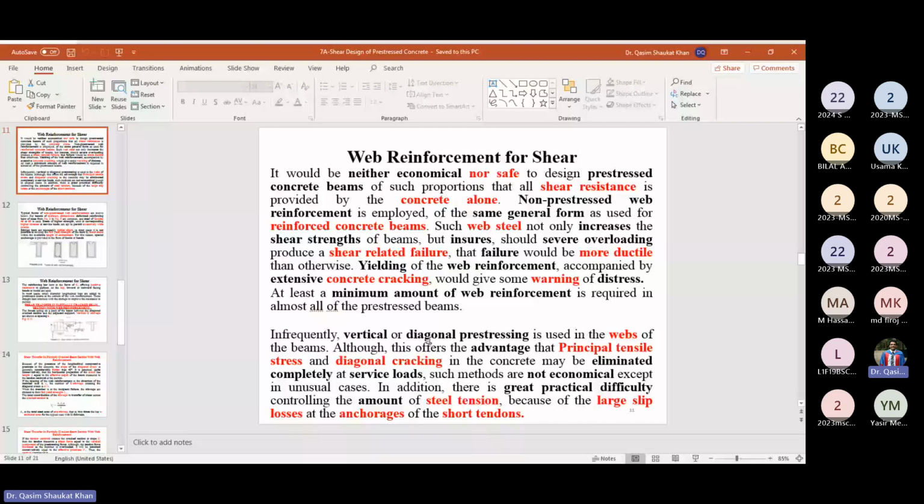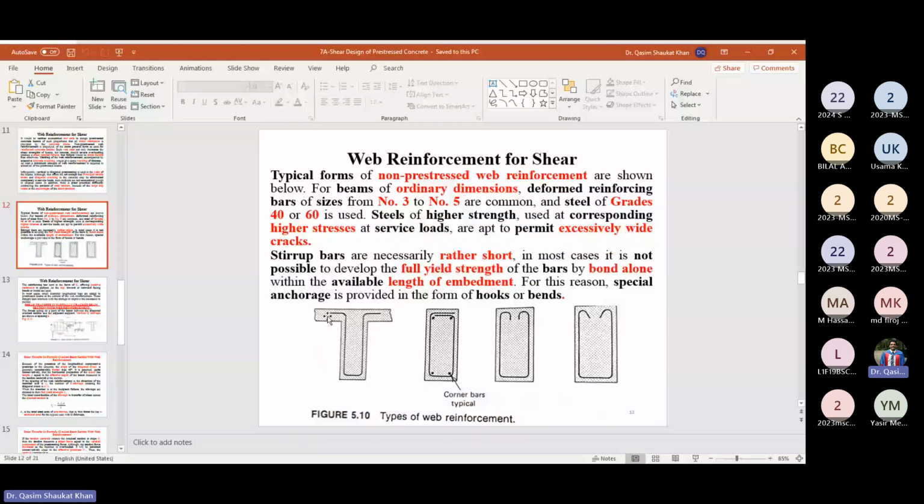However, in the webs we will provide non-pre-stressed reinforcement like this. So this is your web part of the I-shaped section, or T-shaped section. So you can see you have this U-shape web reinforcement. So minimum web reinforcement is always provided even in the pre-stressed beams.